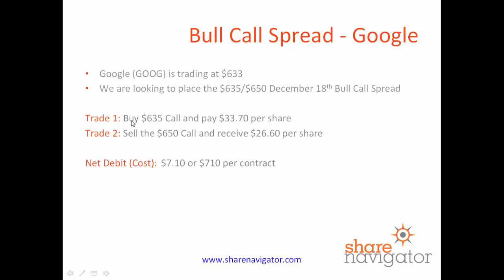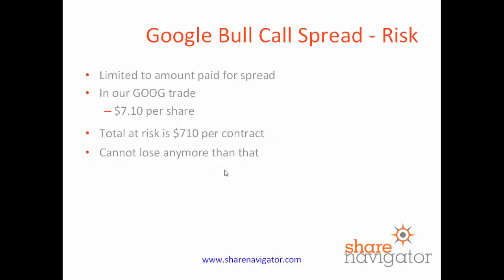So just to remind you, trade number 1, we're buying control of Google at 635. Trade number 2, we're selling control of Google at 650. The net cost is $710 per contract. The reason it's $710 is that one option contract controls 100 shares of stock. So what's our risk? We won't lose any more than $7.10 per share in this particular trade, so the maximum amount of risk is $710 per contract.